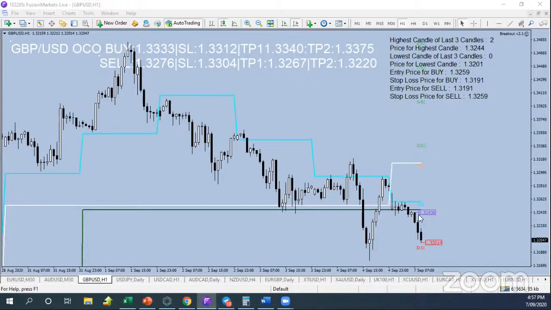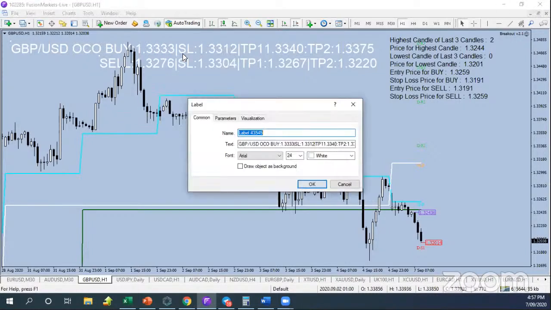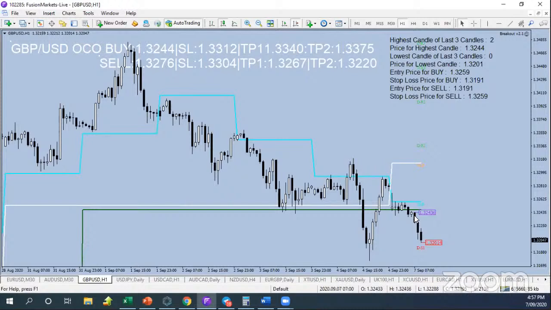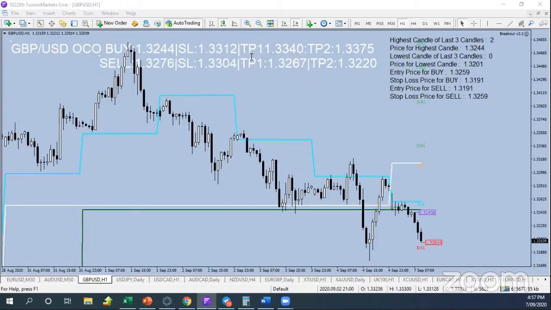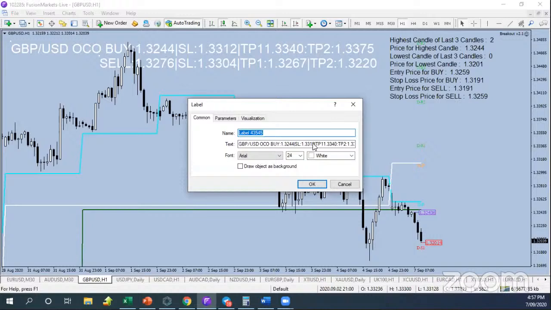The long entry, I think it's pretty safe to say, will be 1.3244, so we can actually put that in there now. The stop loss will be there at 1.3229, so we'll change that to 1.3229. See, it hasn't gone that far since last Thursday.